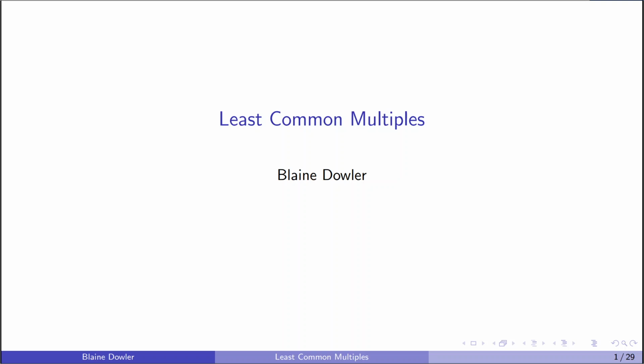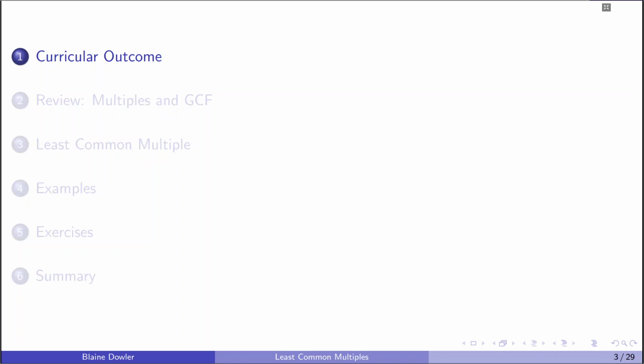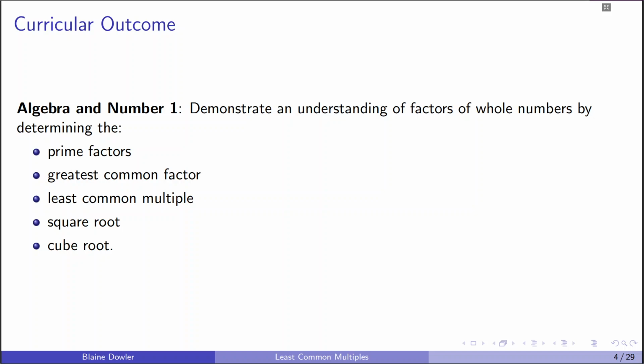Here we go with our next lesson, least common multiples. Usual plan, we'll review our curricular outcomes before we do some relevant review of prerequisite content and get into today's main topic. So our outcome, we're going to demonstrate an understanding of factors of whole numbers by determining, in this case, the least common multiple.